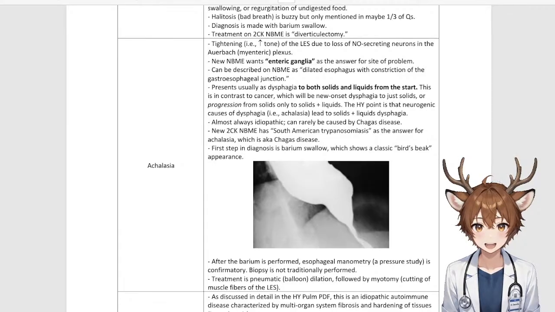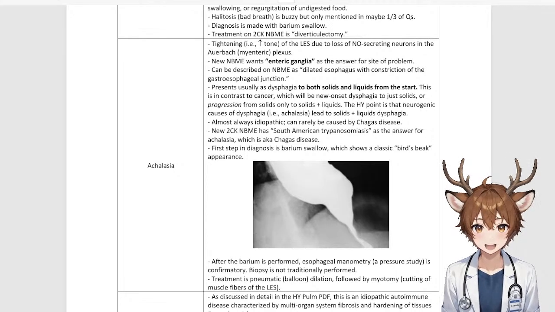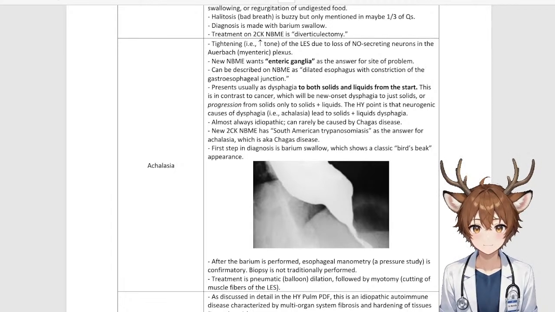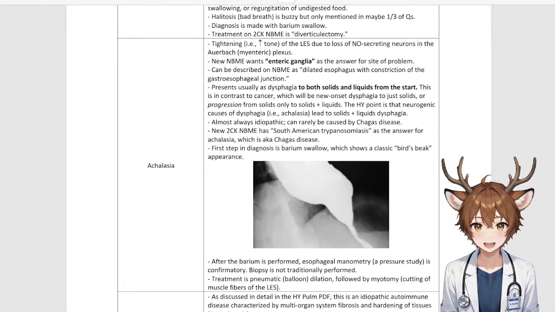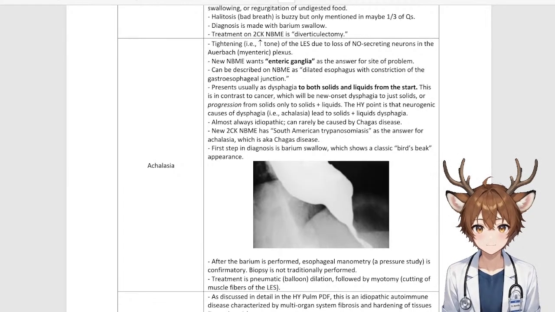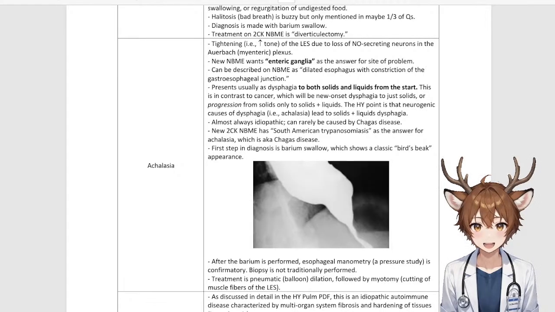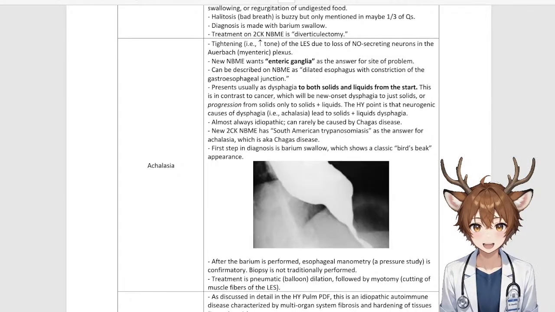First step in diagnosis is barium swallow. So again, achalasia is for barium swallow, similar to what we did for Zenker's diverticulum. Those are barium swallows, which show a classic bird's beak appearance, as you can see right there in the picture. After the barium swallow is performed, esophageal manometry, a pressure study, is confirmatory. Biopsy is not traditionally performed.